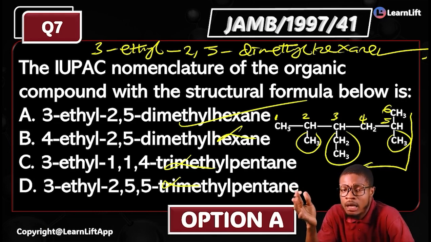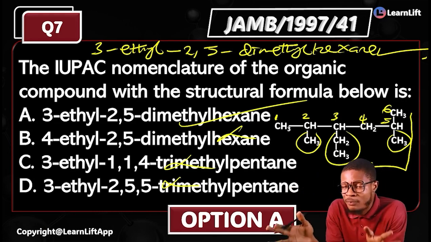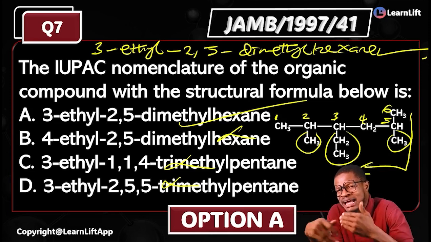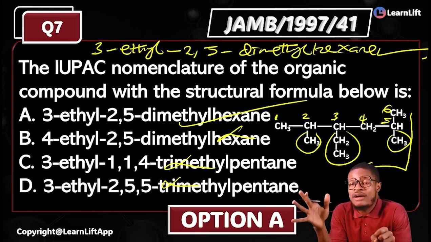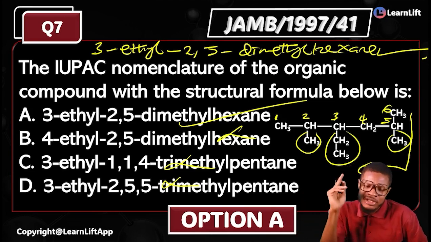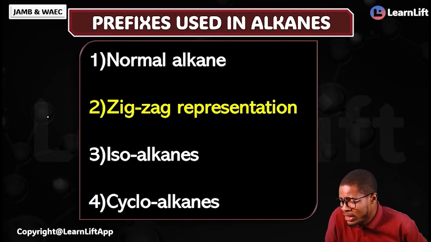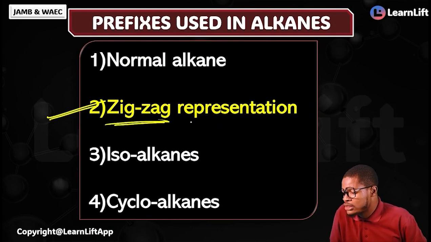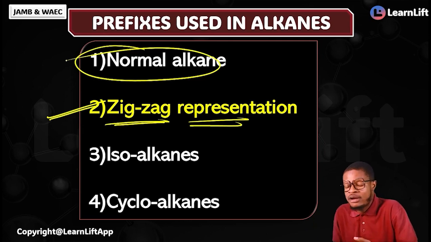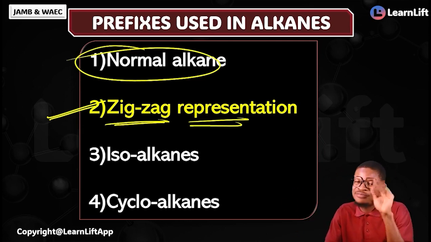Easy and direct. Please, I can't finish all the questions in this class. I'm going to stop here and go to my notes after the entire naming, so that you go and finish all the past questions that are in the notes under the naming of alkanes. But I beg you, please, the next class we're going to continue by looking at your zigzag representation. We are done with everything about normal alkanes. The next class will be zigzag representation, isoalkanes, and cycloalkanes. For now, peace out.